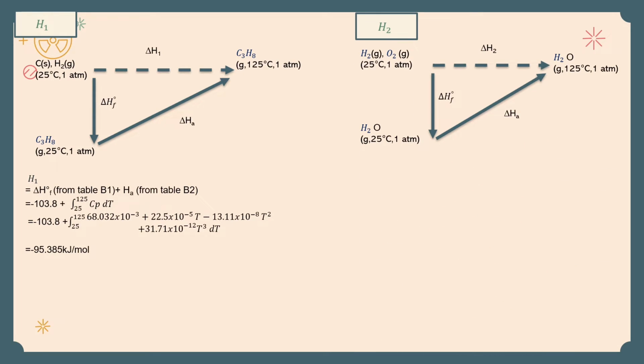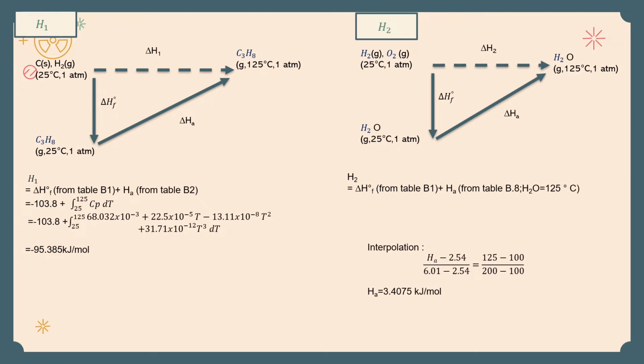So next, H2. Same as previously, we have to draw a hypothetical path first, and get the value of heat of formation, followed by the ΔH_A. For the ΔH_F, we can directly get it from Table B1, while for ΔH_A, we can get it from Table B8. But since there's no temperature of 125 Celsius in Table B8, we have to do interpolation to get the ΔH_A at 125 Celsius. So we add both of them and we can get H2.